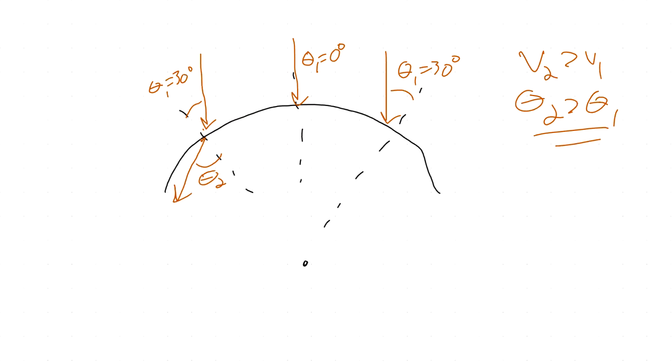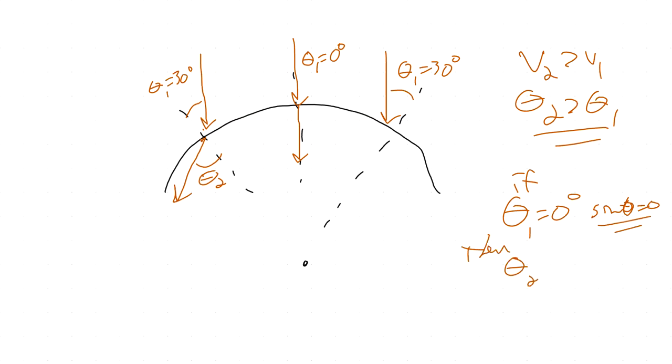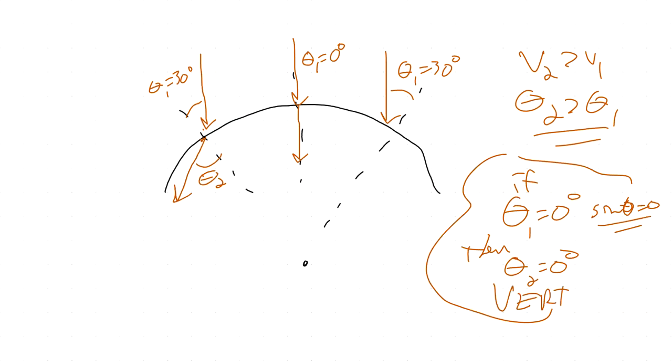Here, it being 0 is the one example we're going to see: if theta 1 is 0 degrees, the sine of 0 is 0. So it's 0 on both sides. Then theta 2 is 0 degrees. That's the exception. This is the vertical line exception, where if the ray is the normal line, then it just keeps going straight on through.